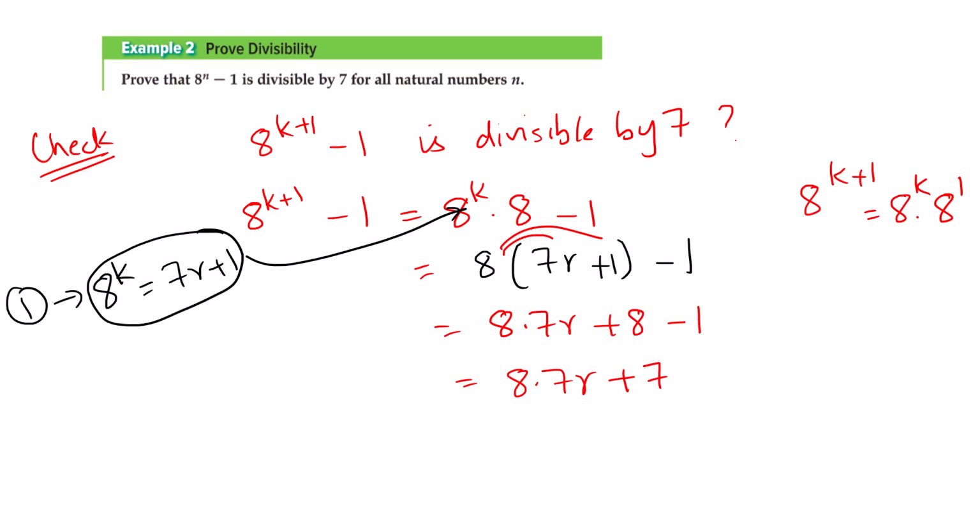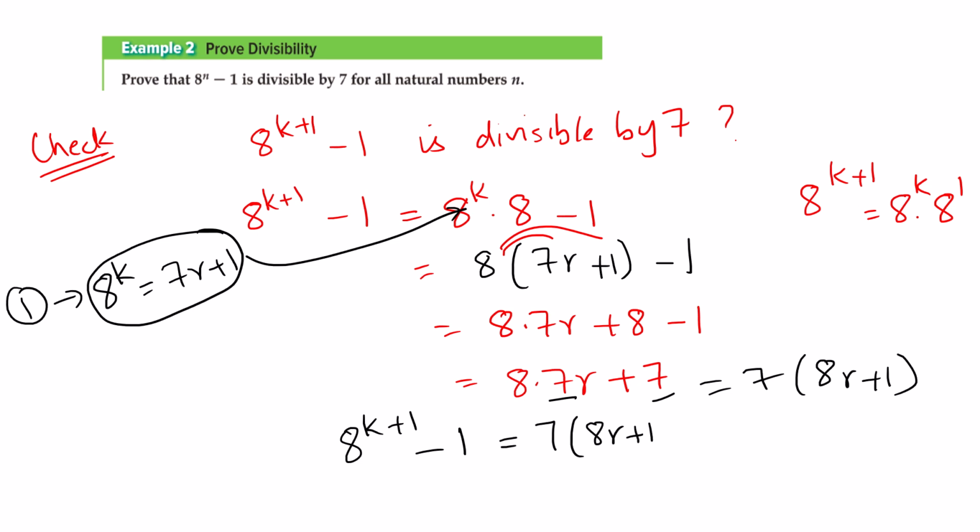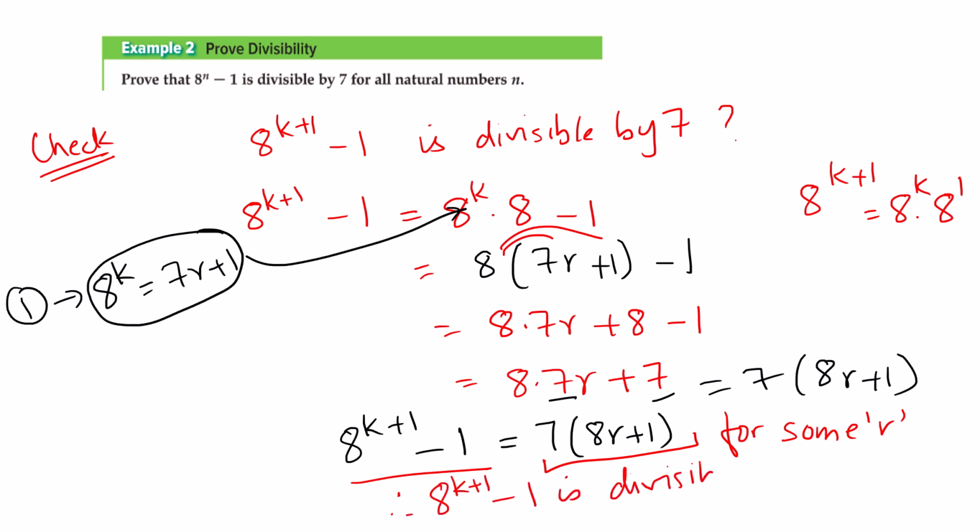Now let's see if we can take something common from here. Definitely 7 is in both the terms. So I take 7 outside, and inside I'm left with this. So what do we get? 8^(k+1) minus 1 came out to be 7 times (8r + 1). Now, if any number is a multiple of 7, can I say it will be of this form? This whole number is 7 multiplied with (8r + 1) for some r. So can I say this whole thing is a multiple of 7? Yes. Therefore 8^(k+1) minus 1 is divisible by 7.